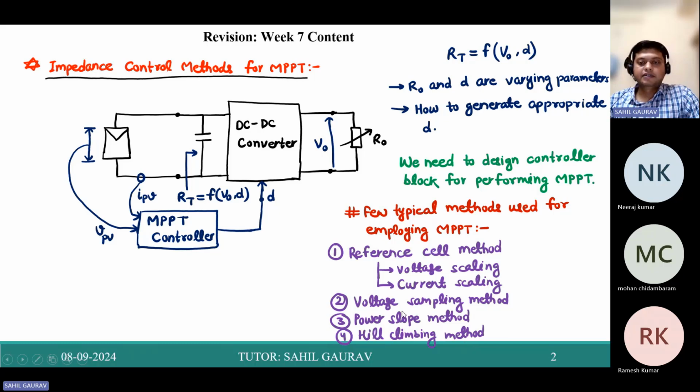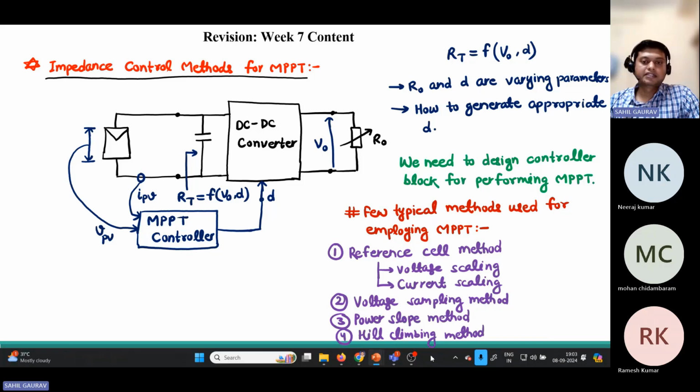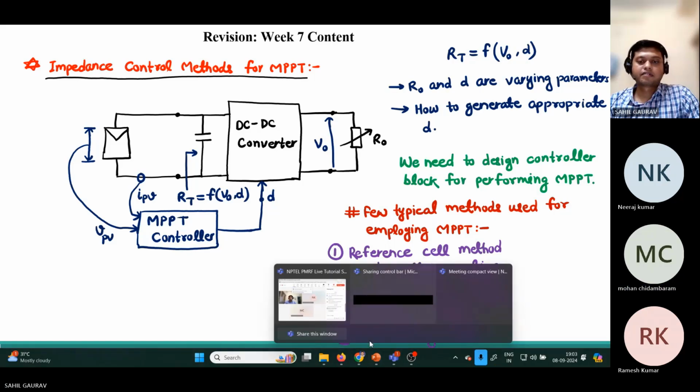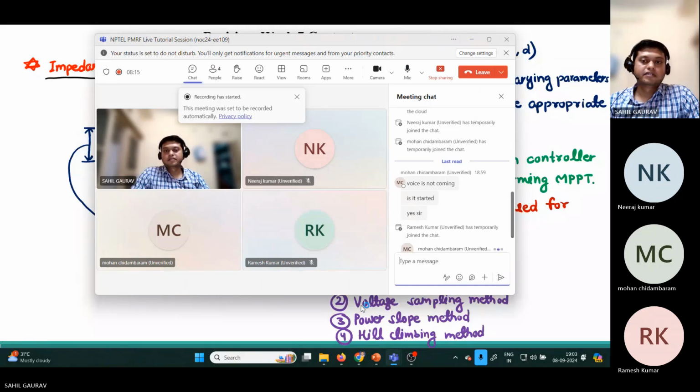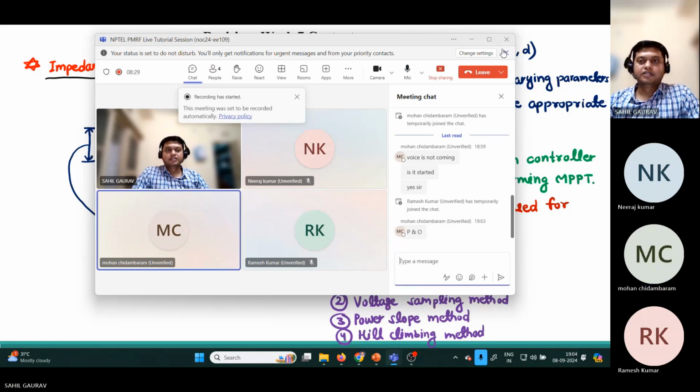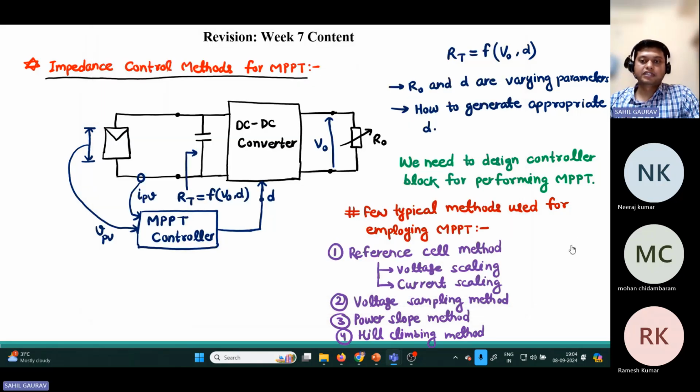Can anyone tell any other MPPT method you know, other than these methods mentioned here? Yes, one of the commonly used is the perturb and observe method, the P and O method, and some of you might have heard about the incremental conductance method. These four methods that we are going to see today are the most conventional ones. If you understand these methods, then you can also understand the advanced methods being used today or that you can see in research papers.